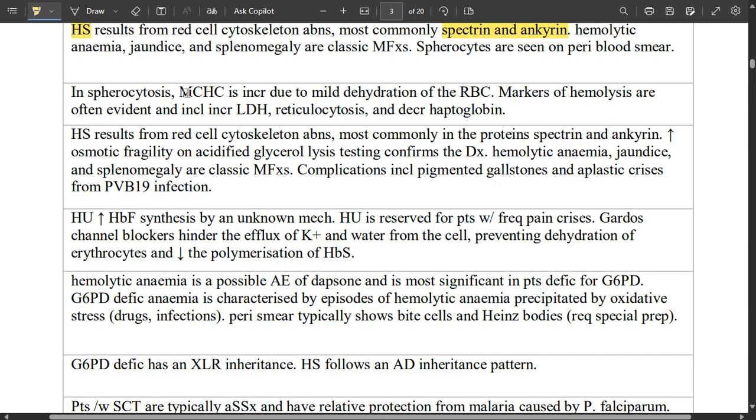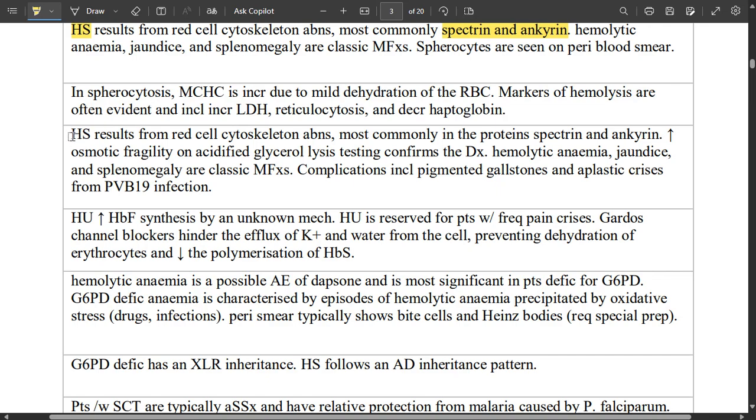Markers of hemolysis are often evident, such as increased LDH, so there is more destruction of RBCs. Thus, the bone marrow tries to produce more reticulocytes, causing reticulocytosis, and the broken RBCs bind with haptoglobin. Thus, the total amount of haptoglobin in the blood reduces.